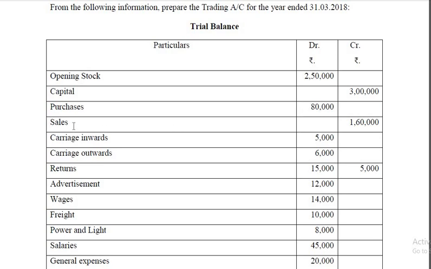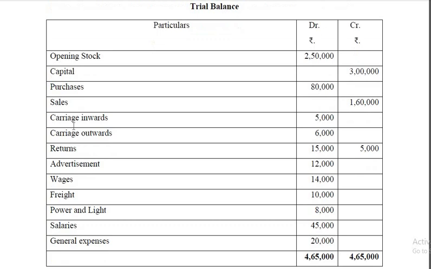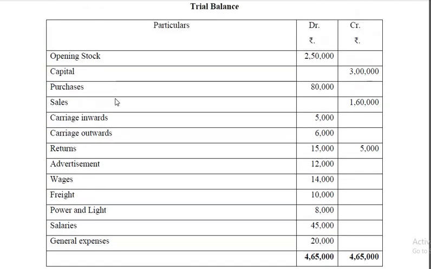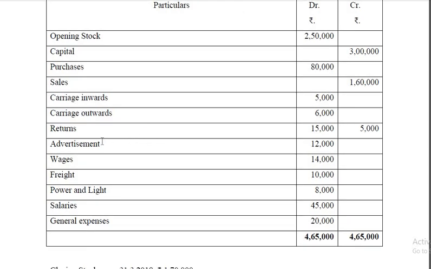Then sales will be credited to trading account by sales. You already learned the format of trading account. Then carriage inwards will be recorded on the debit side. Carriage outwards, that is the item of profit and loss account. Therefore, you have to record that in the profit and loss account. But here we are preparing just trading account. Ignore this carriage outwards while preparing trading account.